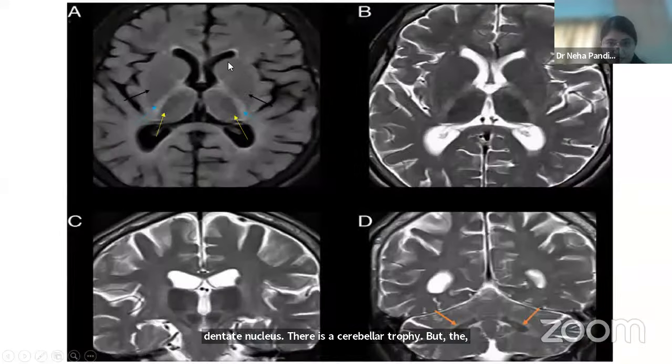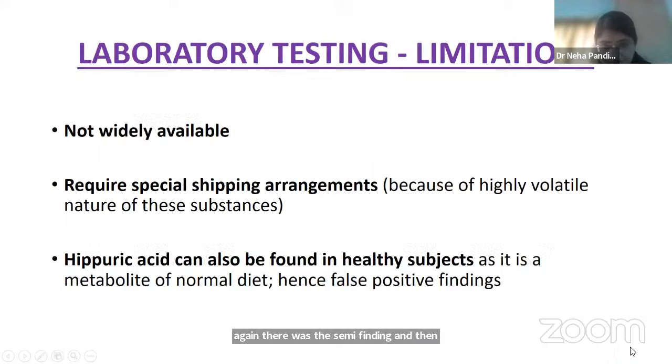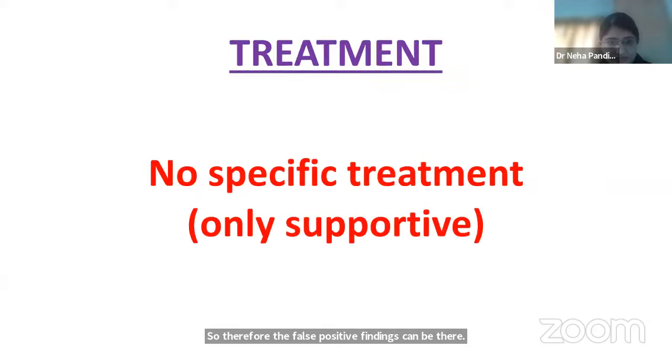And this was the second case, in which again there was a similar finding, and dentate nucleus hypointensity was present as well. So laboratory testing is there, but it is not very beneficial. There are a lot of limitations. It is not widely available, and it requires special shipping arrangements because of the highly volatile nature of these substances. Also, hippuric acid can be found in healthy subjects as well because it is a metabolite of the normal diet, so false positive findings can occur. There is no specific treatment, only supportive care to be given.